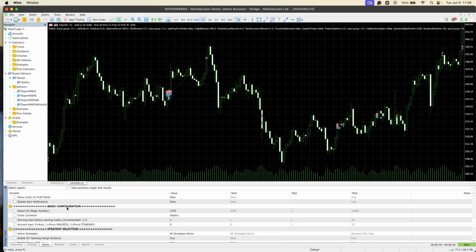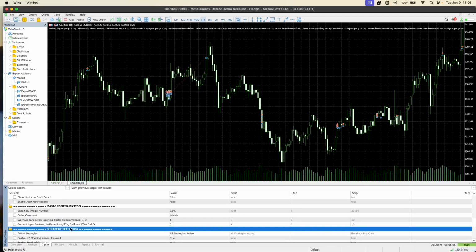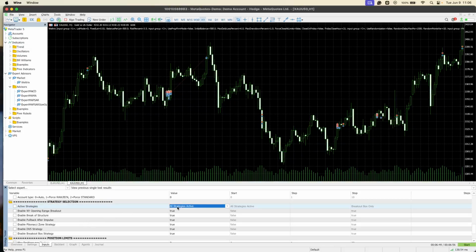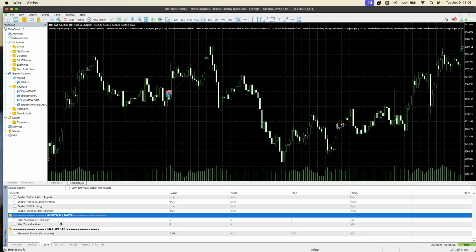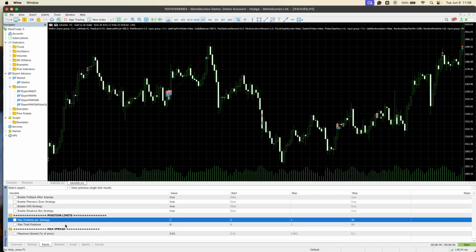And we also have the basic configuration. You can also select the strategy that you want. We have all 6 strategies here, but you could just choose to activate all of them and let it work. And also we have the position limits in case you want limits on trades you can take in a day. From the backtest, they said it takes 4 trades per day, so here the limit is 3 positions per strategy and 6 total max positions.